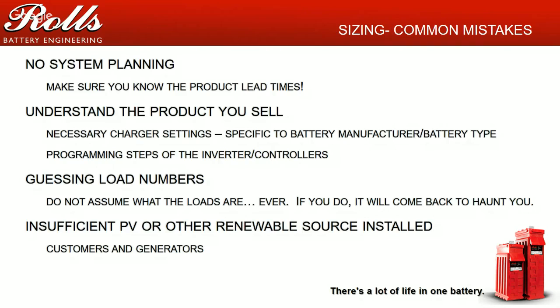Last but not least is insufficient photovoltaic or renewable sources installed. All too often we get customers who have, again, that 1,000 watt PV array. If that's charging at 24 volts, that 1,000 watt PV array at best is going to do about 40 amps of current. That means if the customer ever discharges the batteries below 85, 90 percent state of charge, the batteries will never see a full charge unless the customer runs their generator.